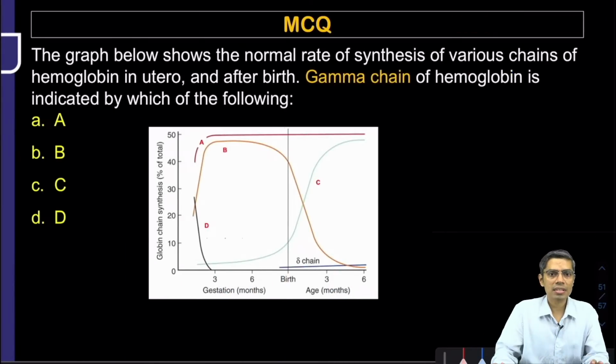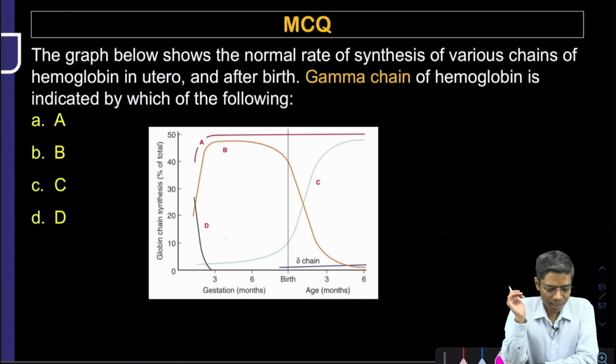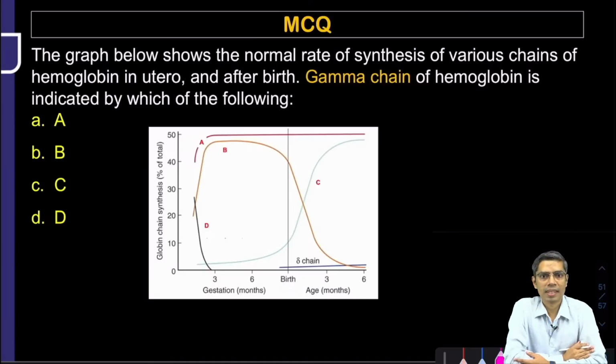Now, the next question is a repeat question from the AIIMS entrance examination. Try to answer the question. The graph below shows the normal rate of synthesis of various chains of hemoglobin in utero and after birth. Gamma chain of hemoglobin is indicated by which of the following?